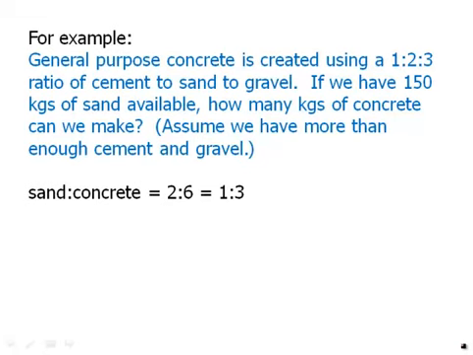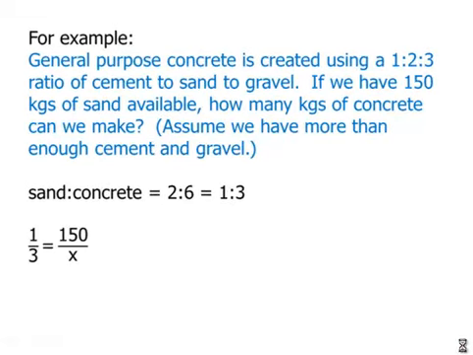So now we can set up a proportion. We have the fraction 1/3, and we can set that equal to sand, which is 150 kilograms, over x, the number of kilograms of concrete that we don't know. We cross multiply, and we get 450. So we can make 450 kilograms of concrete given 150 kilograms of sand.